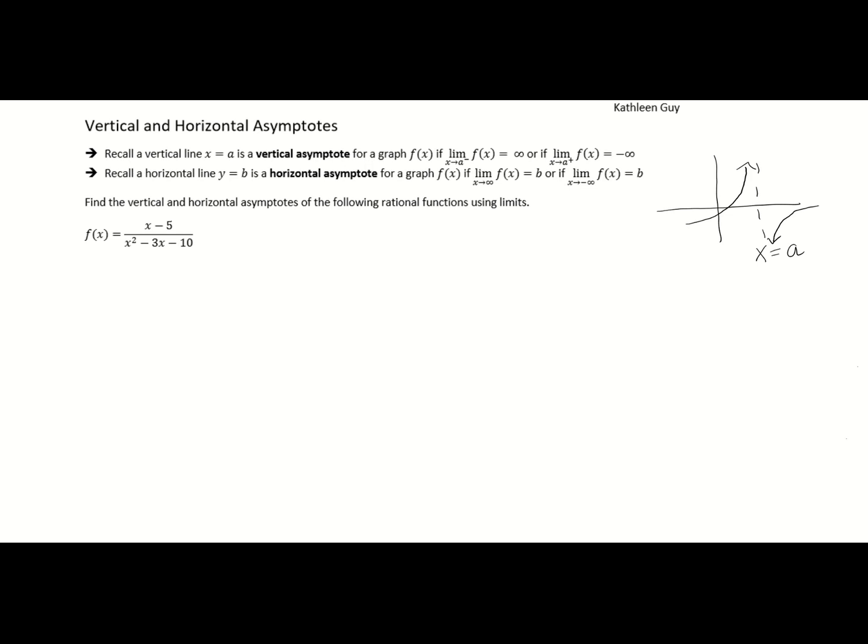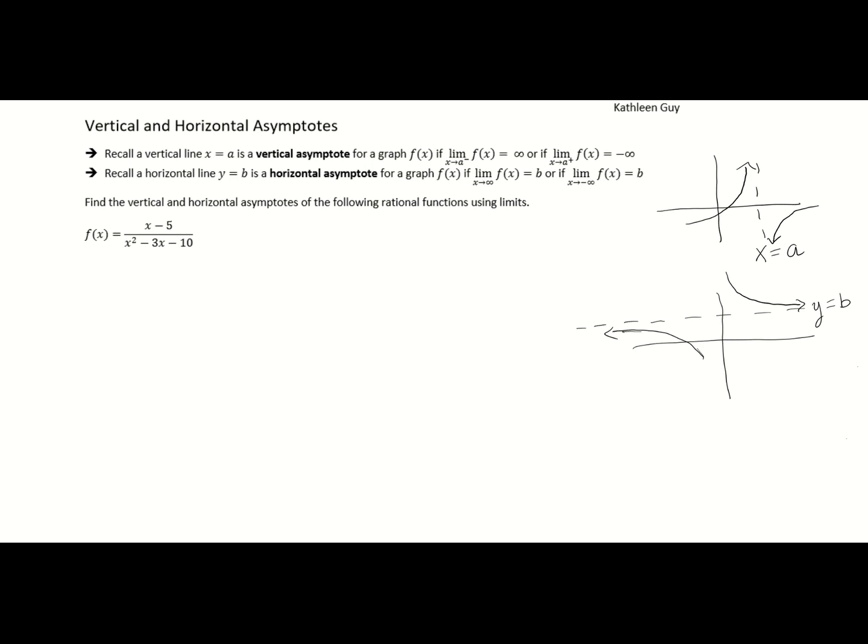Now, the definition of a horizontal asymptote is that a horizontal line, y is equal to b, is a horizontal asymptote for the graph if the x's go to infinity or negative infinity and your y's are approaching a number. So visually, if this is a line y is equal to b, as your x's go to infinity, your y's would be approaching b, or if it goes to negative infinity, your y's would be approaching b in this direction. So this is some visual of the behavior at an asymptote.